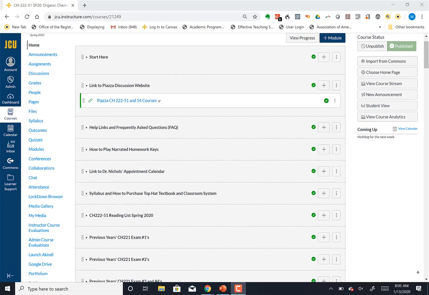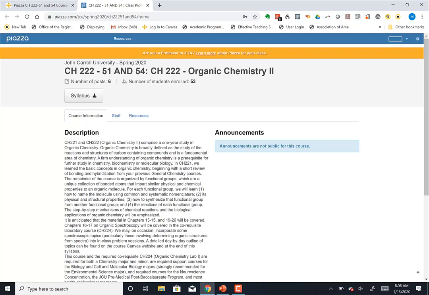The way I've laid this out on Canvas is that it looked like all of you were in the system. If you took lab last semester, you know about Piazza. Piazza is going to be the online discussion board that's anonymous. I set that up so it should be ready to go, although you have to log in. But it's there so that you can go in and ask questions, and then I'll answer them.